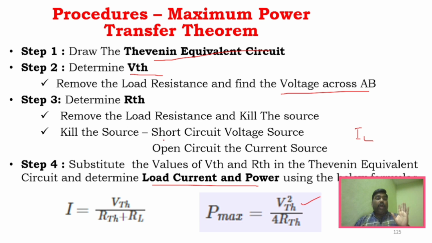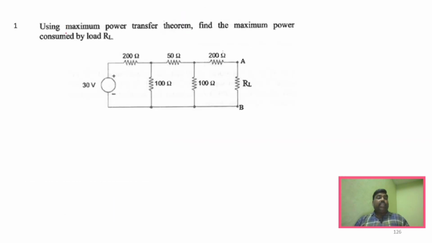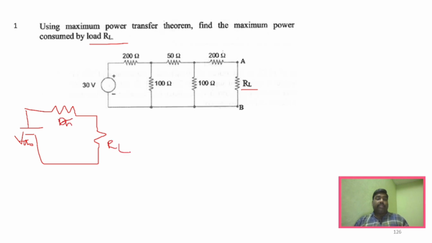So now we'll see the problem. You can see the question they have given: using the maximum power transfer theorem, find the maximum power delivered to the load RL, right? Now you have to do the same steps. First you have to draw the equivalent circuit, where you have to find VTH. This is RTH and this is RL. RL is not given here, whereas in Thevenin's theorem they will give RL. Here they will not give the RL value, right?